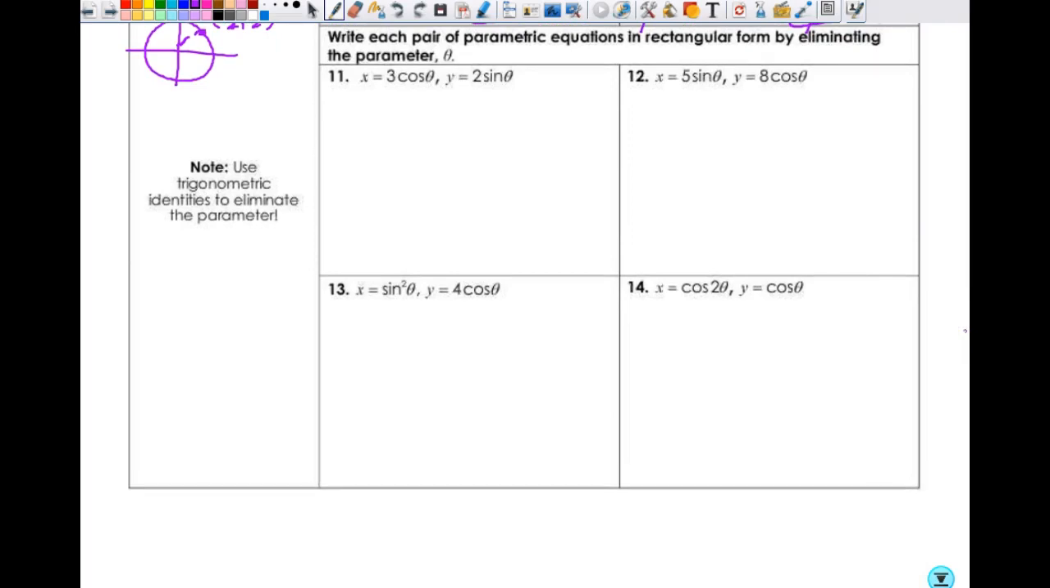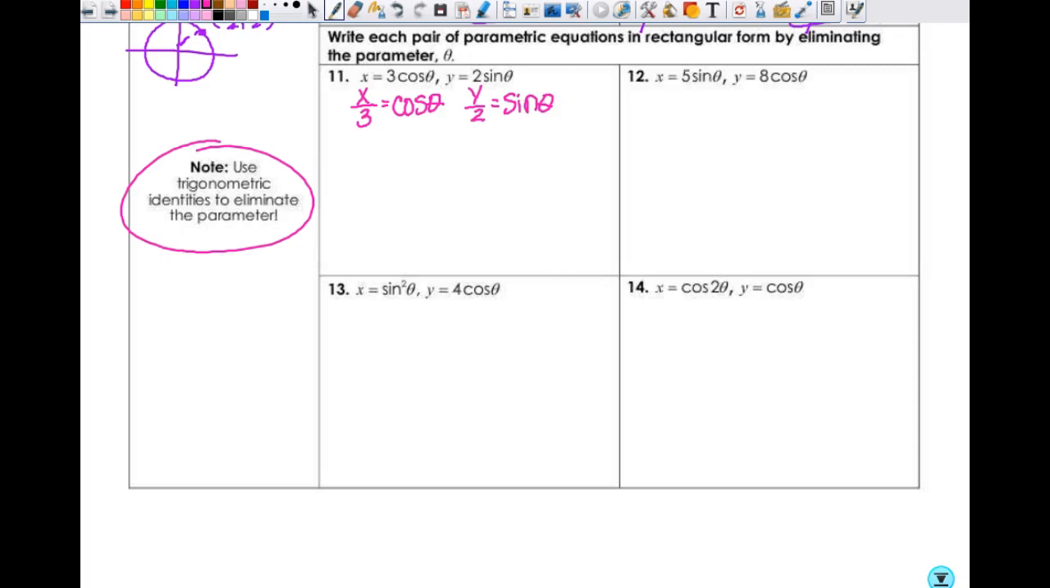It says write each. Now I have 2 parametric equations, and we're going to write them in rectangular by eliminating the parameter theta. So we're going to get rid of theta here, which means I need to have something that I can substitute in for sine and cosine. And this right here says use trigonometric identities to eliminate the parameter. So in order for me to do that, I have to get cosine and sine by themselves. So I'm going to divide both sides by 3. X over 3 equals cosine theta. And here y over 2 equals sine theta.